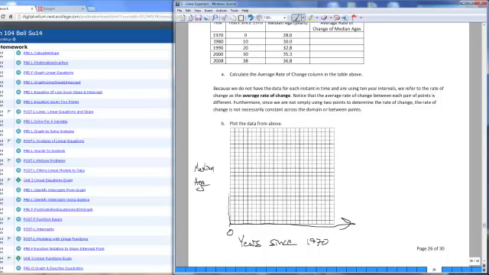All right. So picking a useful scale, since our numbers are 28, 30, 32, I'm going to let each line represent 5 years. So 5, 10, 15, 20, 25, 30. So 28 is about right there. So there's our first data point, 0, 28.